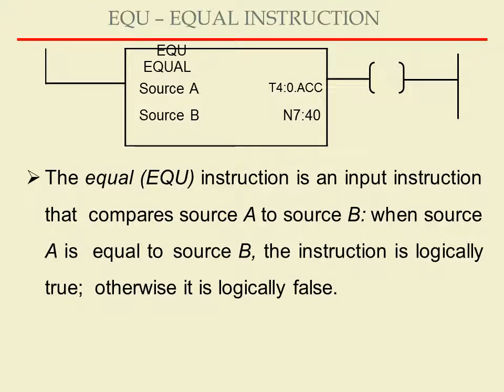Here is one example of the EQU instruction, that means equal. Here are source A and source B. It will compare source A with source B, whether they are equal or not. The EQU instruction is an input instruction that compares source A with source B. When source A is equal to source B, the instruction is logically true, and if source A is not equal to source B, then it is logically false.